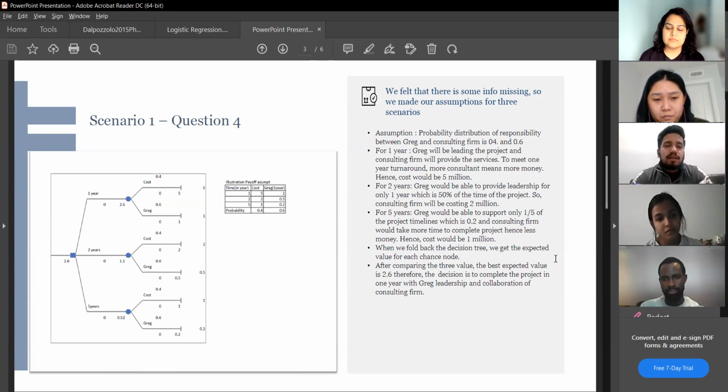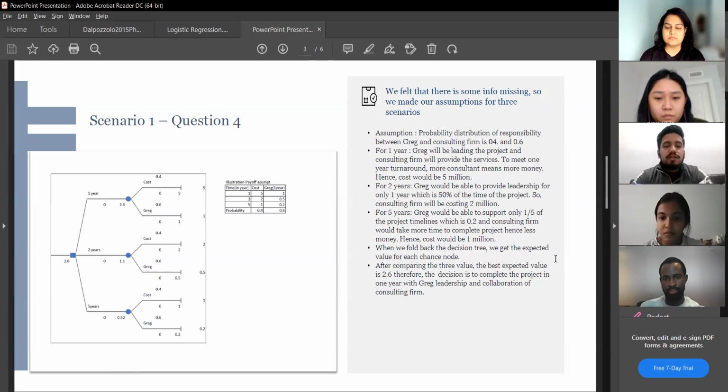Considering the second scenario, the time of completion of the project will be 2 years. Greg will engage in the project with 50% engagement, but only for the 1 year, while the rest of the project will be completed via consulting, which will cost around $2 million. Lastly, the maximum timeline will have 20% of Greg's engagement, which would take more time to complete, but with less capital, which is $1 million.